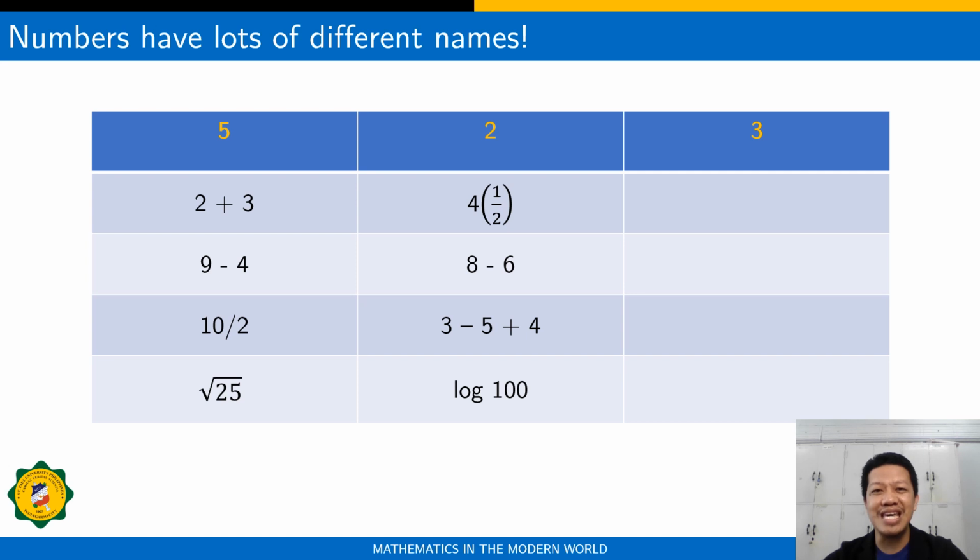How about 3? Kindly try it. Try to give another name for 3. You may use any of the operations. You can have subtraction. You can have multiplication. You can also have a square root if you want. So it can be 6 divided by 2. You give your own, so please try.